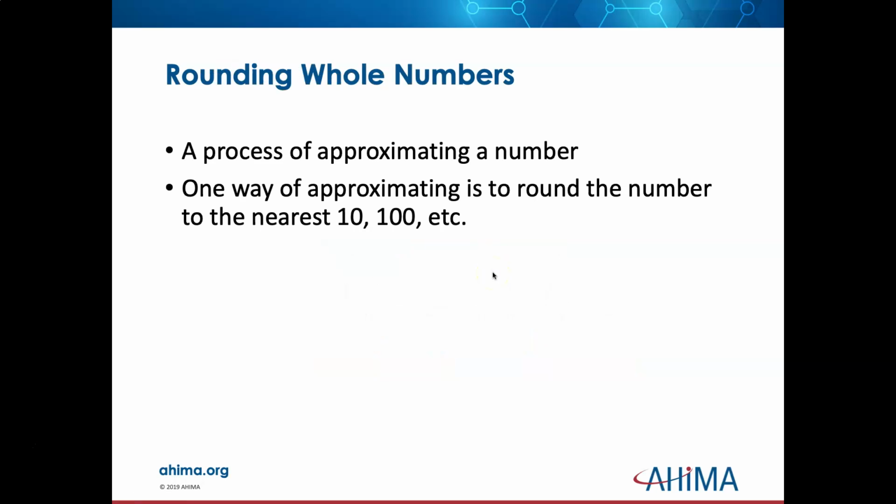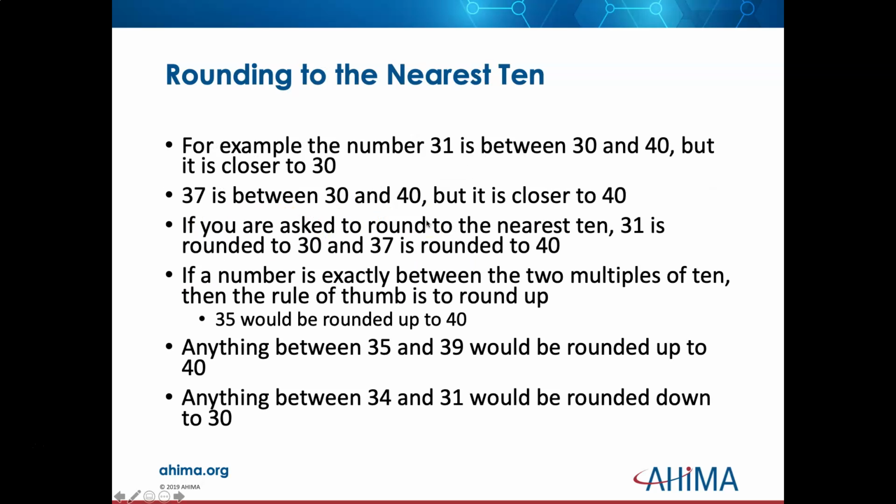Rounding whole numbers, how do we do that? It's approximating a number. So one way is to round the number to the nearest 10 or 100. So if we have the number 31 and it's between 30 and 40, we say it's closer to 30 if you round it. And 5 is usually the number that if it's 5, you go up. If it's less than 5, you go down. So if we had the number 34, we would still round down to 30. If we have the number 35, we would round up to 40.